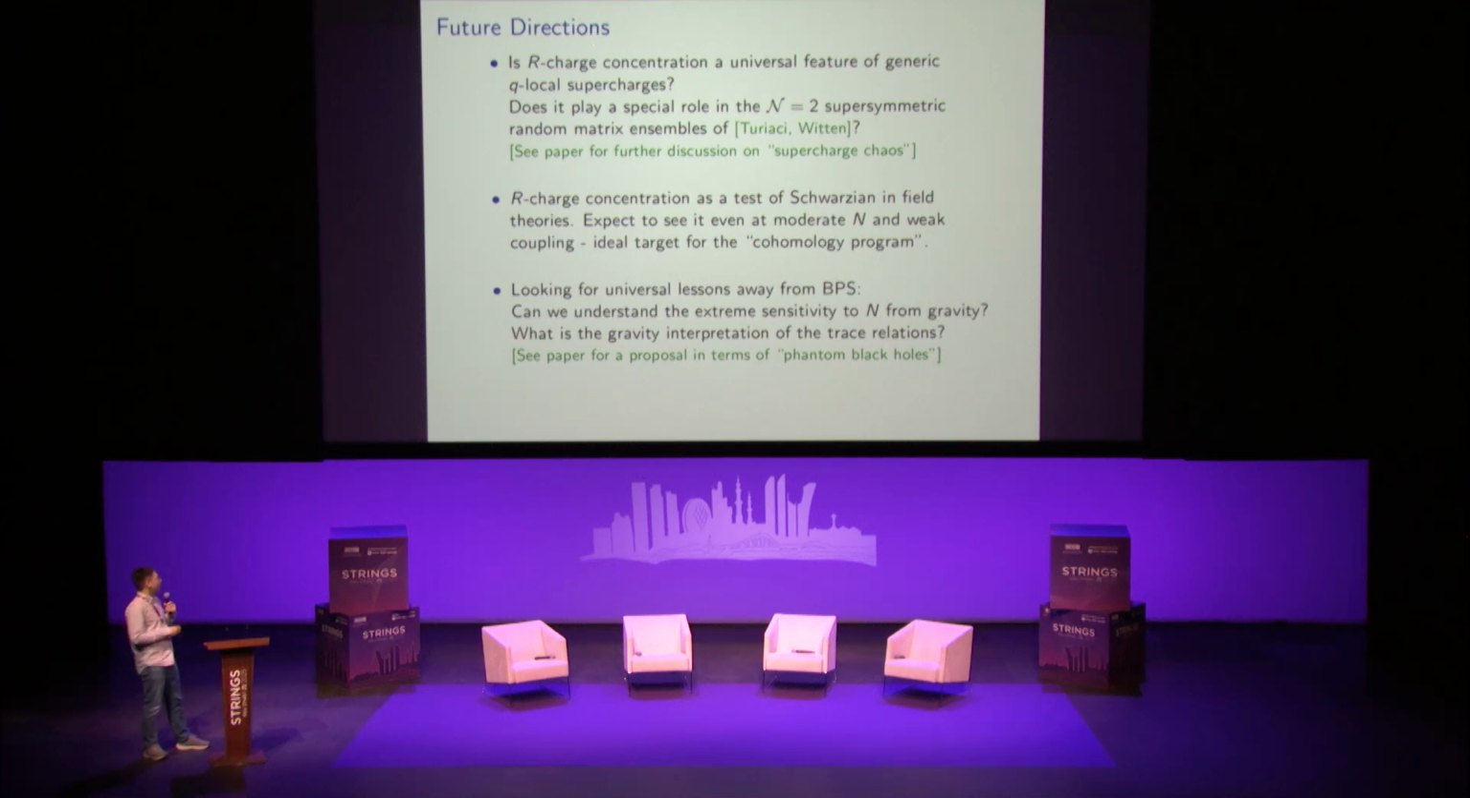For example, as we've seen in this fortuity story, the fortuitous states depend extremely sensitively on n. If we just change n by 1, we can go from no BPS states to an exponentially large amount of BPS states. Now, can we understand this extreme sensitivity to n from the gravity point of view? And a related question is, what is the gravity interpretation of these trace relations, these null states that appear in this fortuity discussion? And with these questions, I'd like to thank you for your attention.